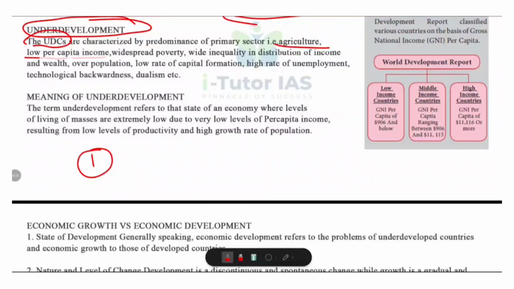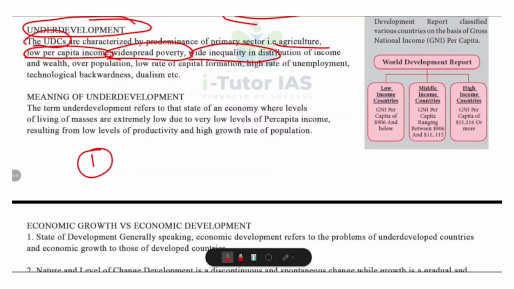Then second one, low per capita income. That means the average income per person is very low, which reflects low productivity and weak economic structure. Third one, widespread poverty. A large portion of the population lives below the poverty line, struggling to meet basic needs like food, shelter, and healthcare. Then, wide inequality in distribution of income. That is, income and wealth are distributed very unevenly. A small minority may be very rich while the majority remain poor.